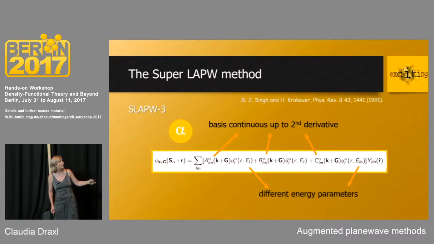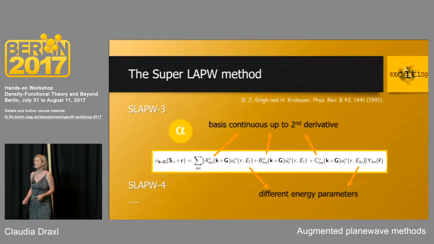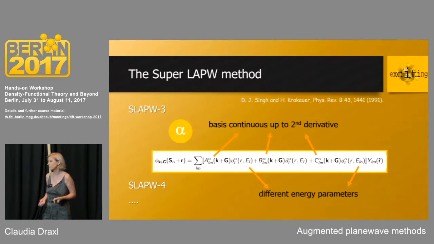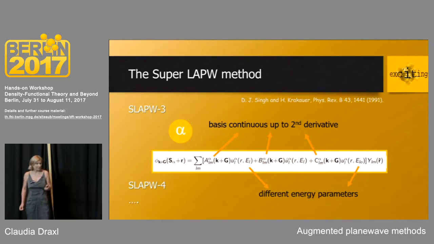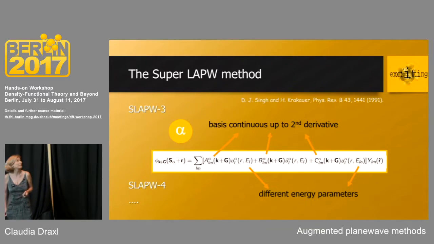I mean, in principle, you can play this game. You can also go to SLAPW4, you add another term, and you add the other term, and then you assume we're getting more and more and more precise, isn't it? Because we have these wonderful basis functions now. The essence is, yes, it's getting more precise, but it's getting also very costly.